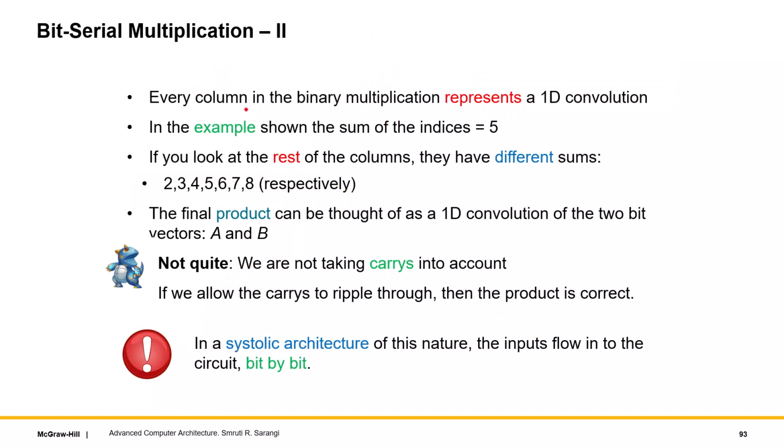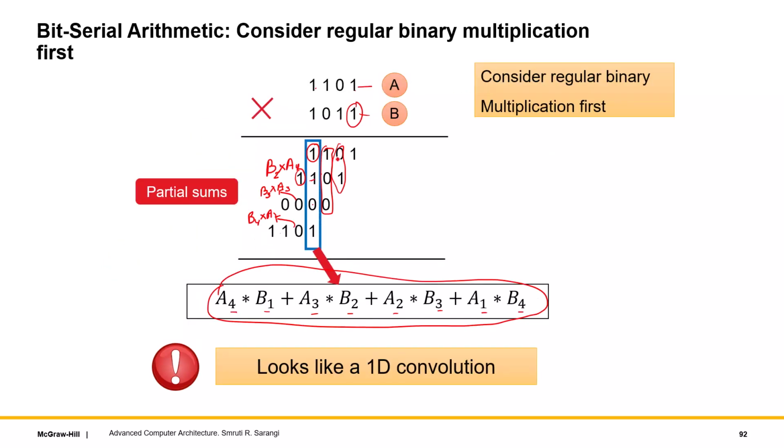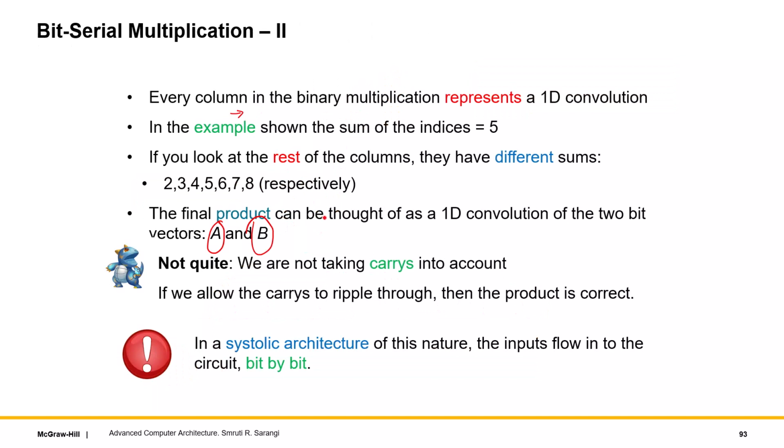So given that every column represents a convolution, given two bit vectors A and B, which are nothing but the values that need to be multiplied, we are treating them as bit vectors now. Essentially, we are doing a 1D convolution. The only difference from a quintessential 1D convolution is the fact that we are not taking these carry values into account. So that is why it's not a clean addition. But if you allow the carries to ripple through, then the product is correct. So do the convolutions first and then you collect the carries and allow them to ripple through.